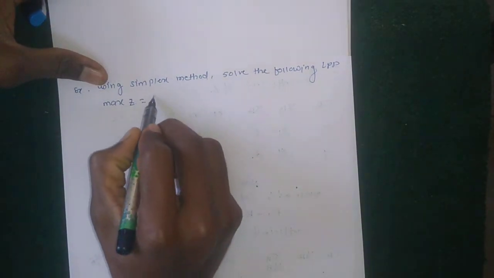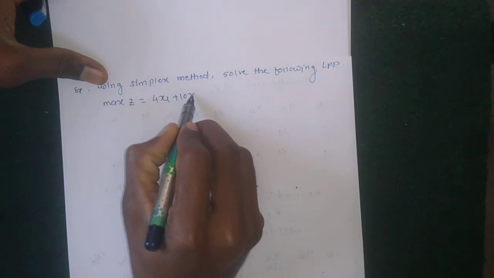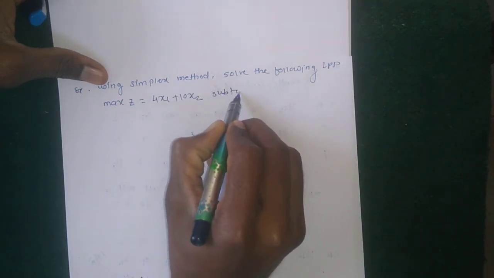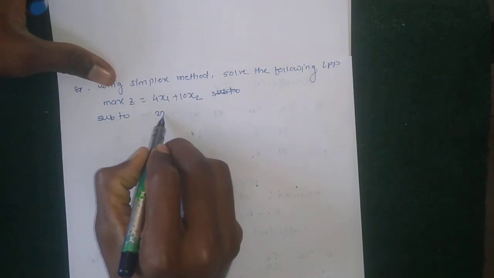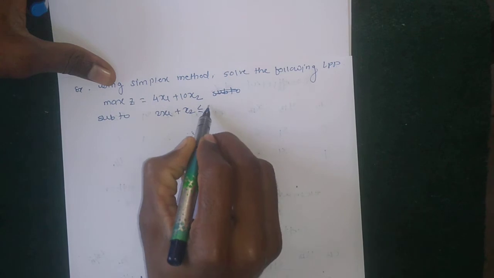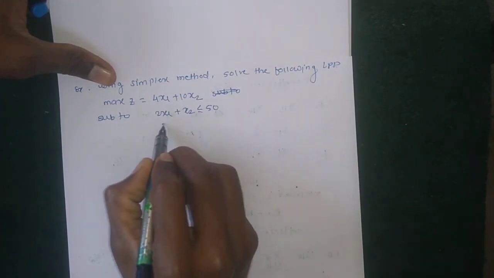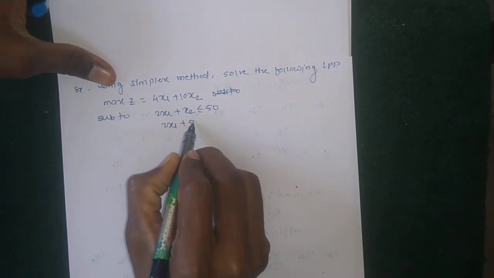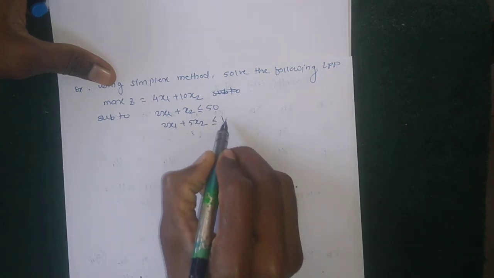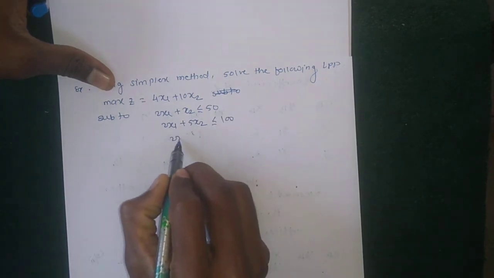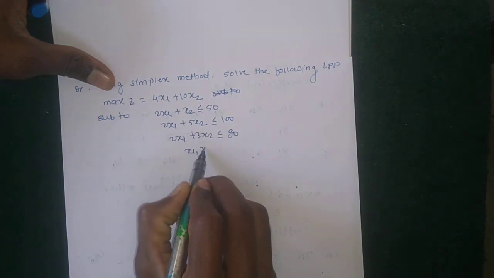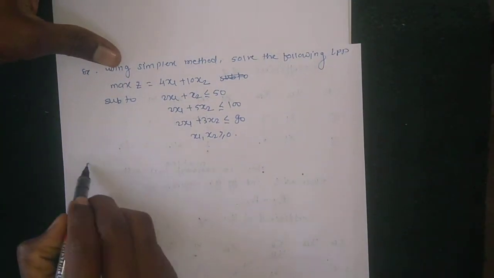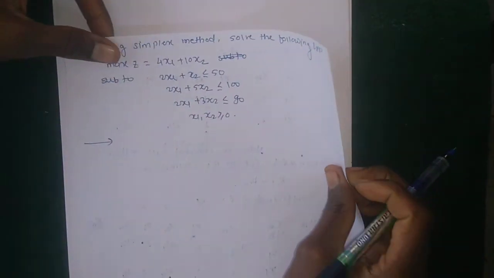The LPP is given as: maximize Z = 4x1 + 10x2, subject to 2x1 + x2 ≤ 50, 2x1 + 5x2 ≤ 100, and 2x1 + 3x2 ≤ 90, and x1 and x2 are greater than or equal to 0. Okay, so step one: introduce slack variables.